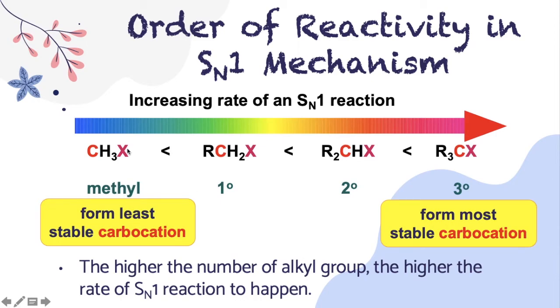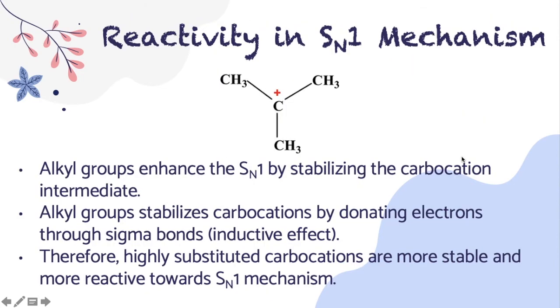So this one, methyl, has no alkyl group at all, so it forms the least stable carbocation. For this one, tertiary haloalkane, it will have a tertiary carbocation in the mechanism, so it forms the most stable carbocation because it has the most alkyl groups. Alkyl groups enhance SN1 by stabilizing the carbocation intermediate.